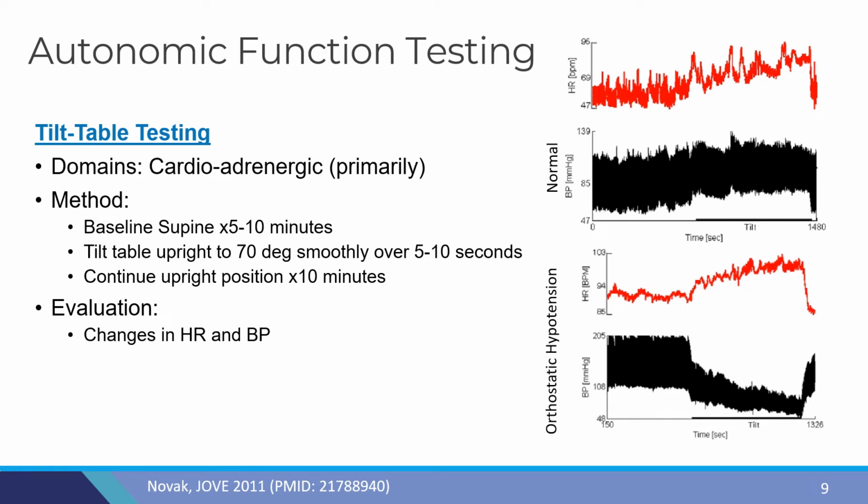The figure on the top demonstrates a normal response where the blood pressure remains stable and heart rate increases slightly. However, the bottom graph demonstrates an abnormal response of orthostatic hypotension with a marked increase in heart rate and rapid decrease in blood pressure once the patient is tilted upright.